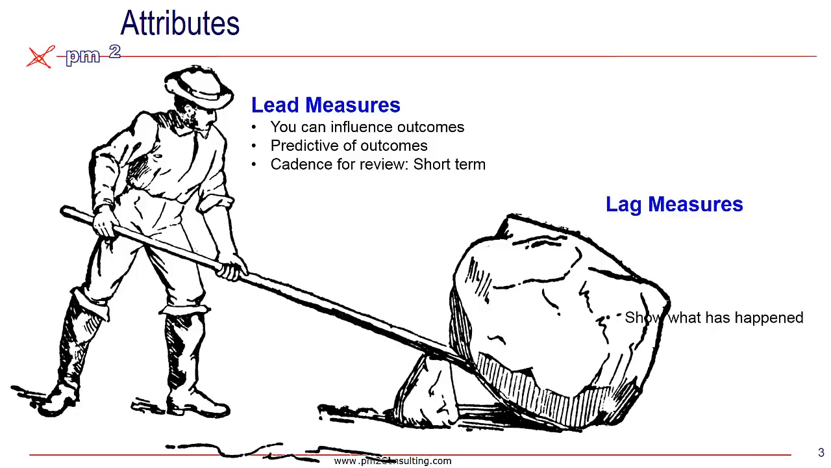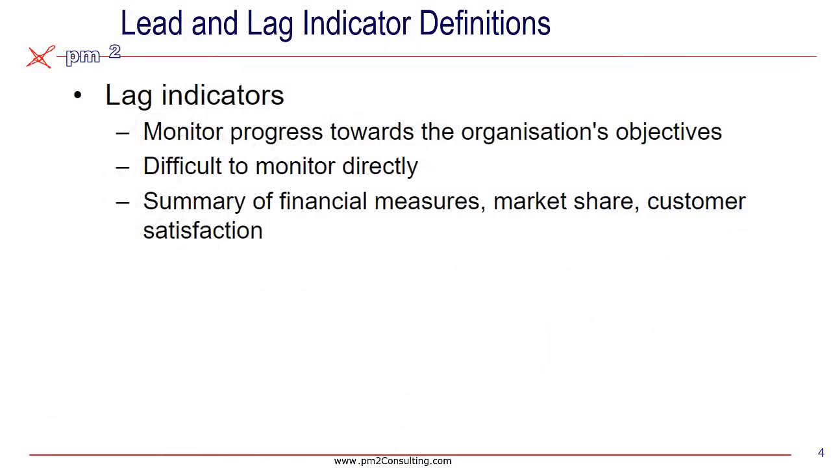Lag measures, like financial reporting, show us exactly what has happened in the past. And they often cover a longer time horizon, and therefore the cadence for review is longer. By definition, lag indicators monitor the progress towards your organization's objectives. Sometimes they're difficult to monitor directly, and therefore we use indicators. And finally, the summary of financial measures such as market share and customer satisfaction can be lag indicators.